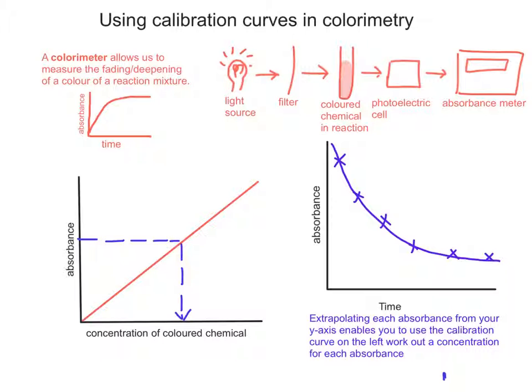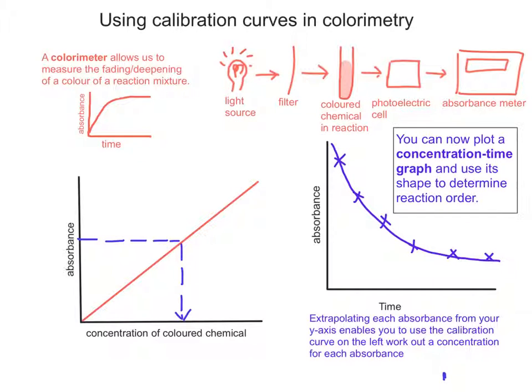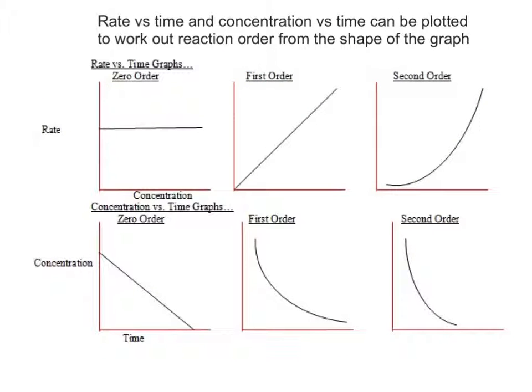So if you take each absorbance that you've plotted and use the calibration curve that you've worked out already to work out a concentration for each absorbance. So the thing about a concentration time graph is its shape can be used to determine the reaction order. So this is an alternative way of working out reaction order using graphical methods. So you can use rate versus time or concentration versus time to work out the reaction order from the shape of the graph. So the calibration curve that we had in the previous screen allowed us to convert absorbance into concentration and therefore have a concentration time graph to compare to these shapes.